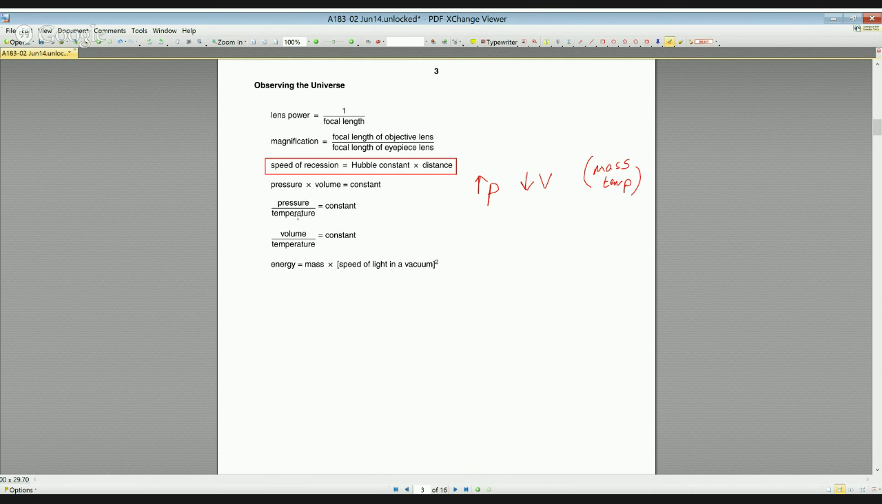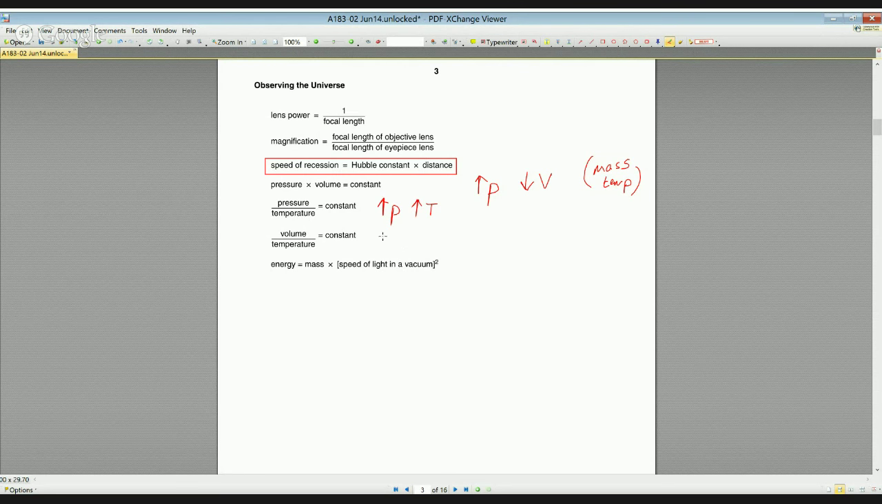Similarly, the next one, pressure divided by temperature, is a constant. Here you have to assume that the mass and the volume are fixed, and by increasing the pressure, you will also increase the temperature. And likewise, if you increase the temperature, you increase the pressure. So if you imagine you have a container full of gas and you increase the temperature of that gas, the molecules are going to travel faster. They're going to collide with the walls of the container more often and with more force. And the result of that will be an increase in pressure.